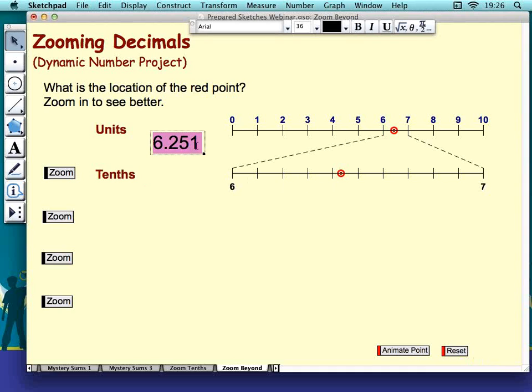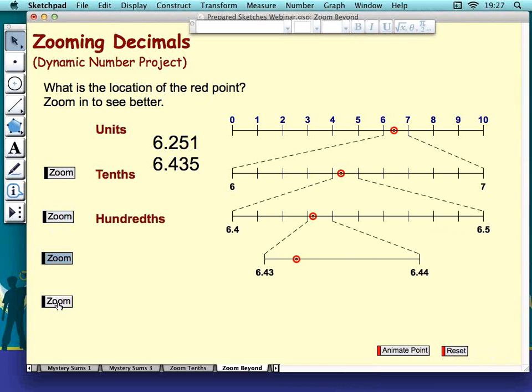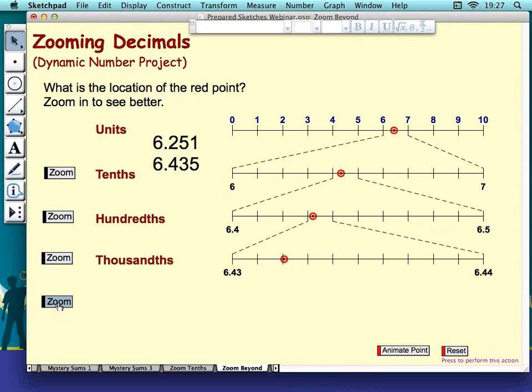So now we can revise our estimate to say, well, I think now that it's closer to 6.435, let's say. And we can zoom again to see how close that estimate was, and that looks like it's not too far off, and we can keep zooming and zooming as we refine our estimate more and more.